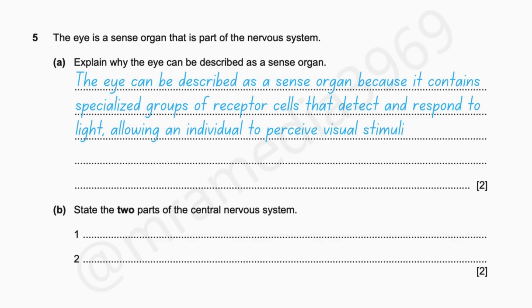State the two parts of the central nervous system. The central nervous system, CNS, comprises two main parts, brain and spinal cord.